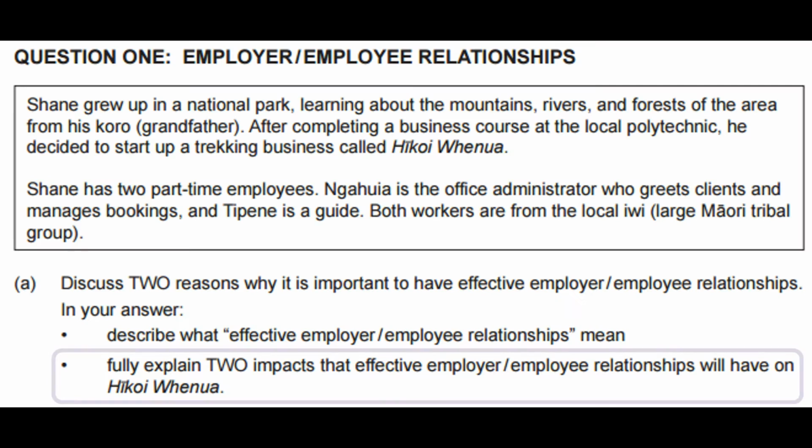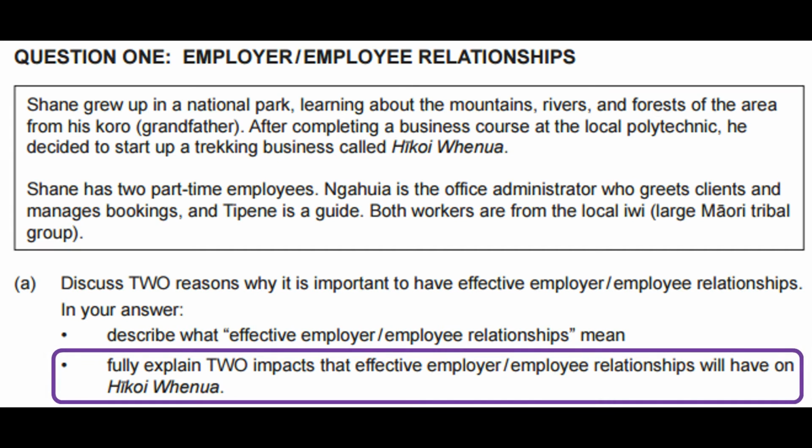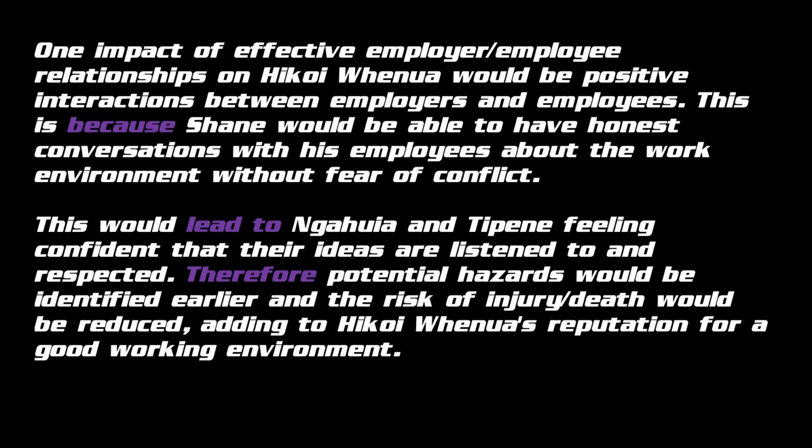Now if you want to follow along with these, feel free to pull up the 2015 exams that I pulled them from. Our first example from 2015 is the NCEA Level 1 90837 exam, also known as Achievement Standard 1.1. The question says, fully explain 2 impacts that effective employer-employee relationships will have on Hikoi Whenua. Now my answer might look something like this.